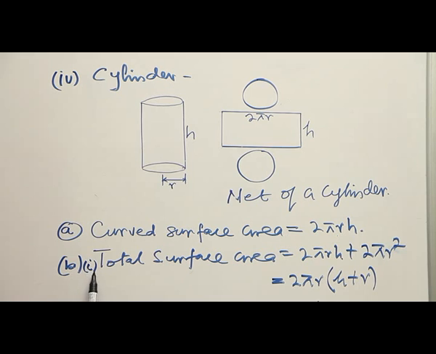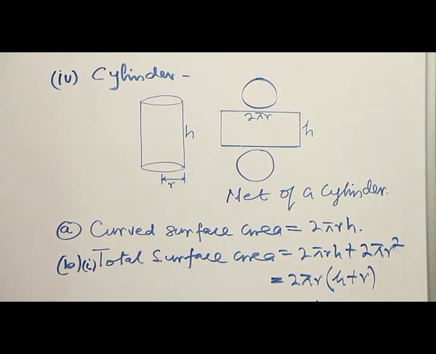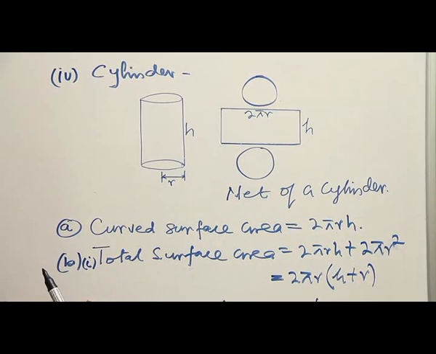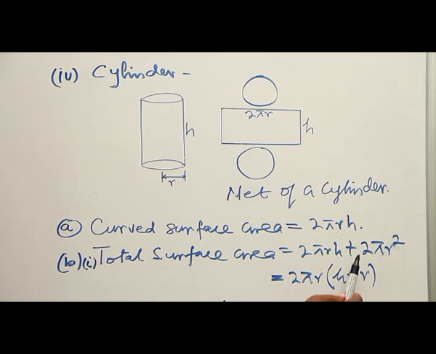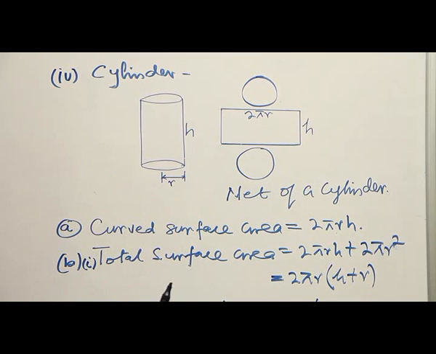B. Total surface area. Meaning the area of the base, the area of the top, which are both circular, and then the area of the curved body, which will stretch out to form a rectangle. So the total surface area will be the stretched out rectangle, which is 2 pi r h, plus 2 pi r squared, because the area of a circle is pi r squared. Two of that area will be multiplying by 2 to give you 2 pi r squared.